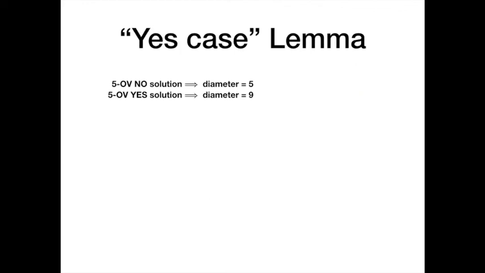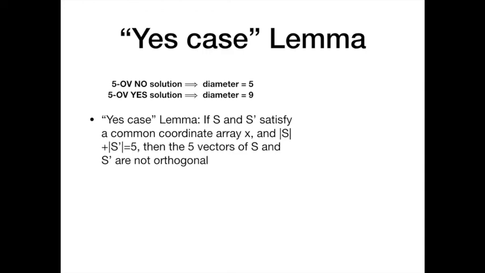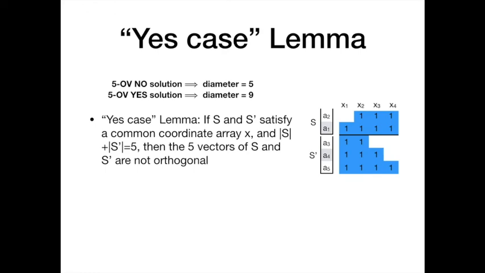Now, what about the yes case? In the yes case, we also have a lemma, which states that if you have 2 stacks that satisfy a common coordinate array, so these 2 stacks satisfy this coordinate array, and they together have exactly 5, or in general k, vectors, then the vectors are not orthogonal. So here you've got 5 vectors between these 2 stacks, and indeed there's 1 coordinate where they're all 1. And this is true in general. Okay, so how does this one help us?